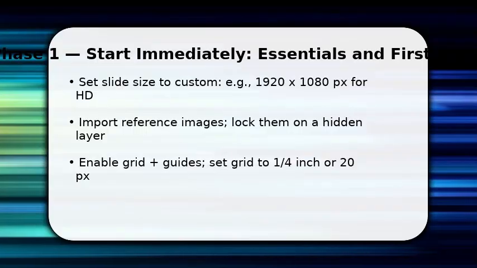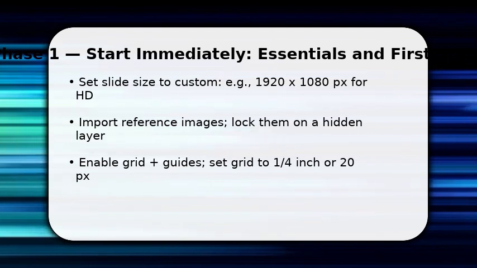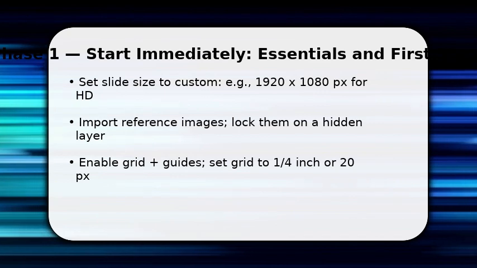You begin by setting the slide dimensions to your final output, for example 1920 by 1080 pixels, so everything scales correctly. Once done, import reference images and lock them on a hidden layer. This keeps composition consistent. Make sure to enable the grid and guides and set them to 1/4" or 20px so alignment is precise. Now start with a basic layout.